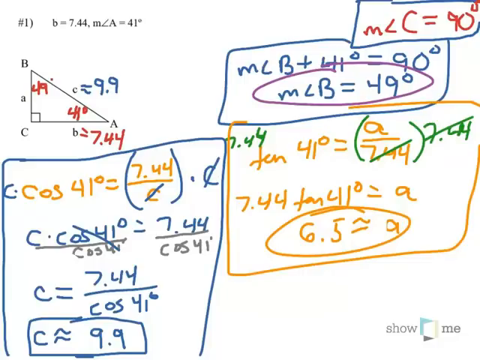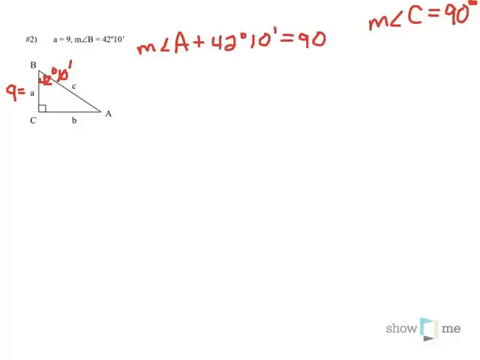Number 2, we're given that side A is 9 and the angle B is 42 degrees, 10 minutes. Obviously, once again, measure of angle C is going to be 90 with no work because the picture shows it's a 90-degree angle. So that part's done. Angle A, that should be pretty simple to figure out. Measure of angle A plus the other acute angle have to add up to be 90 degrees. That's true in every right triangle. Subtract 42 degrees, 10 minutes from both sides.